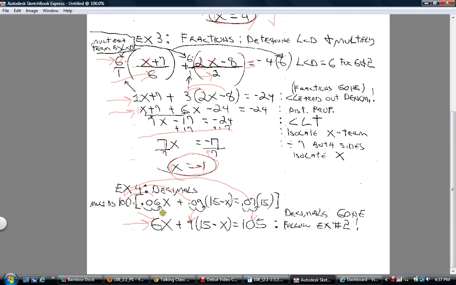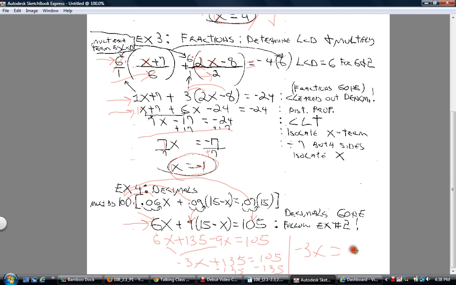What would be next? I think maybe we could do this real quick here. We got what? 6x plus what? 135 minus 9x equals 105. Okay, how about 6x minus 9x? That would combine to be what? Minus 3x plus 135 equals 105. So I need a minus 135 on both sides. I'm running out of room. And you guys are probably going to be able to figure this out. Minus 3x equals what?